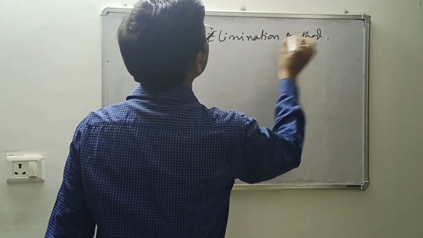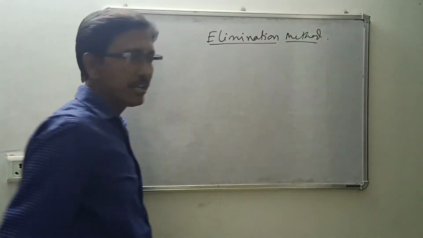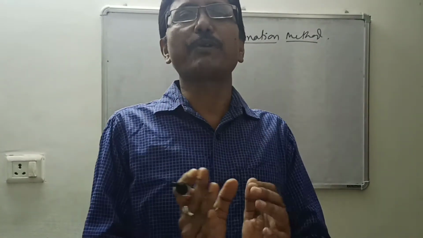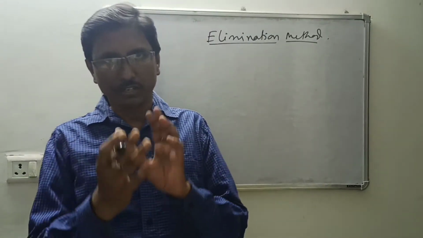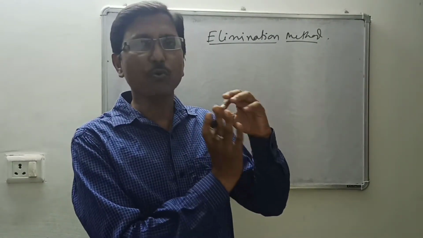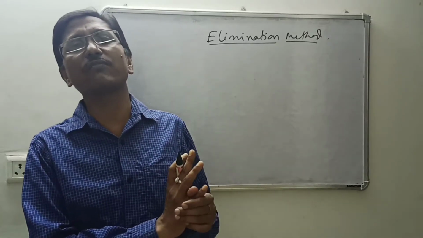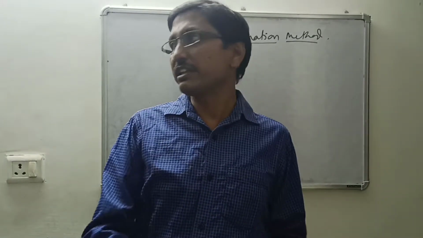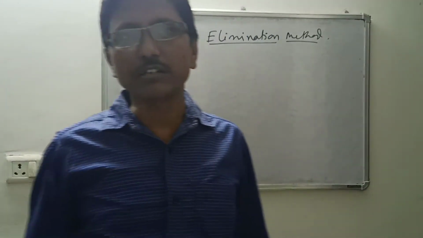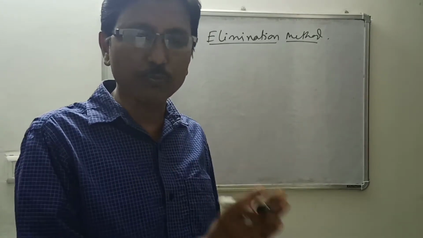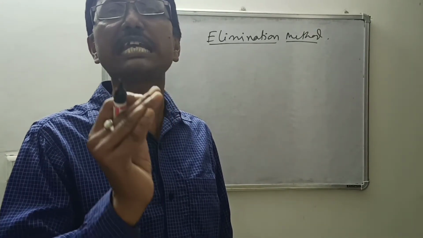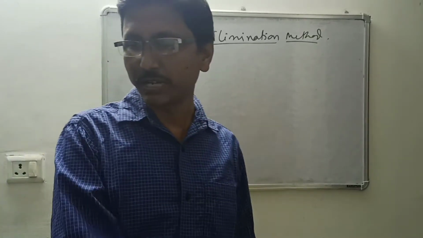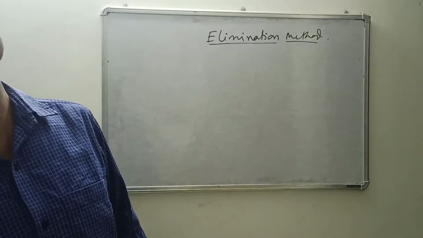See the name of the method: elimination. Elimination means to eliminate, to remove. That means the main purpose of solving the equation is, first, to remove one variable, that is, convert the given linear equations in two variables into one variable. For that purpose, one variable has to be eliminated. Then the question is, how to eliminate one variable?